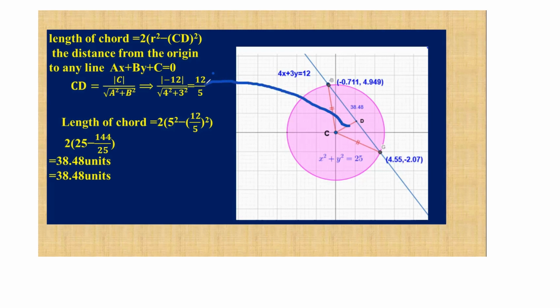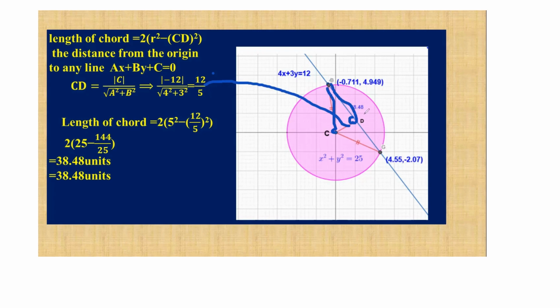calculated, and the radius of the circle is given, which is 5. Now this triangle is a right angle triangle. The distance from D to B can be calculated using the Pythagoras theorem.